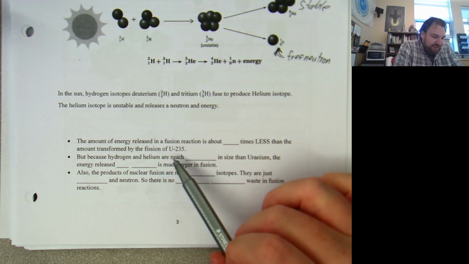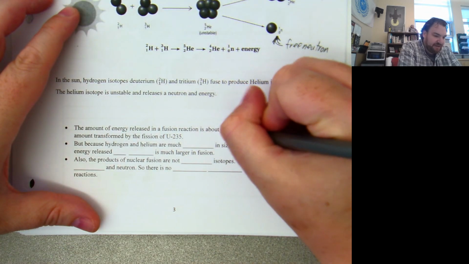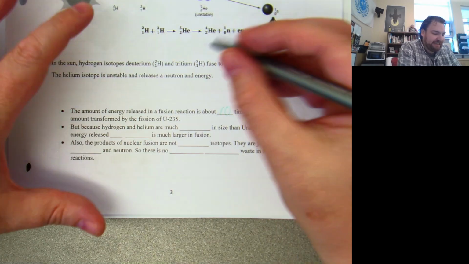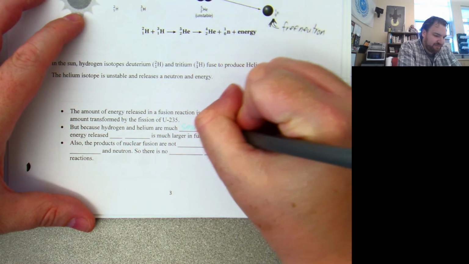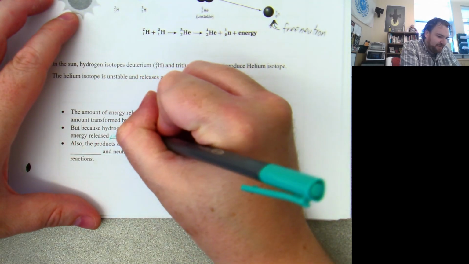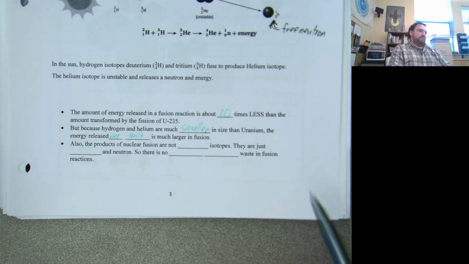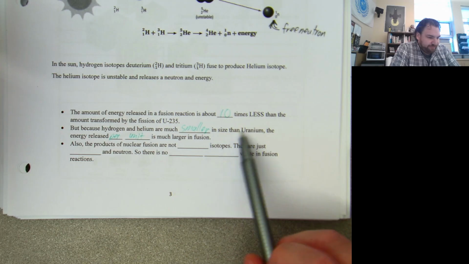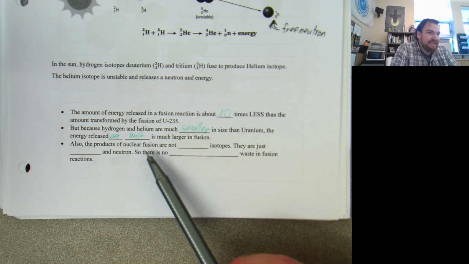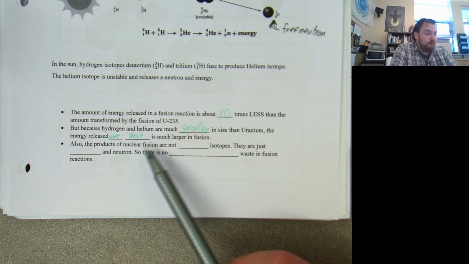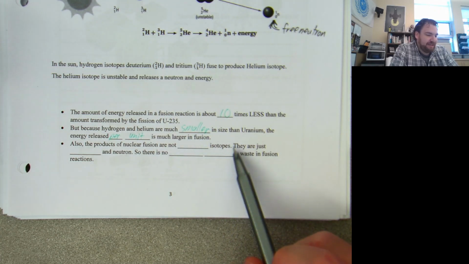So the amount of energy released in a fusion reaction is about 10 times less than the amount transformed by fission. But because hydrogen and helium are much smaller in size, the energy released per unit is larger in fusion, rather. Because it's easier to get so much more hydrogen packed into the space that the same amount of uranium would take up, you actually get more energy from the equivalent mass in fusion.